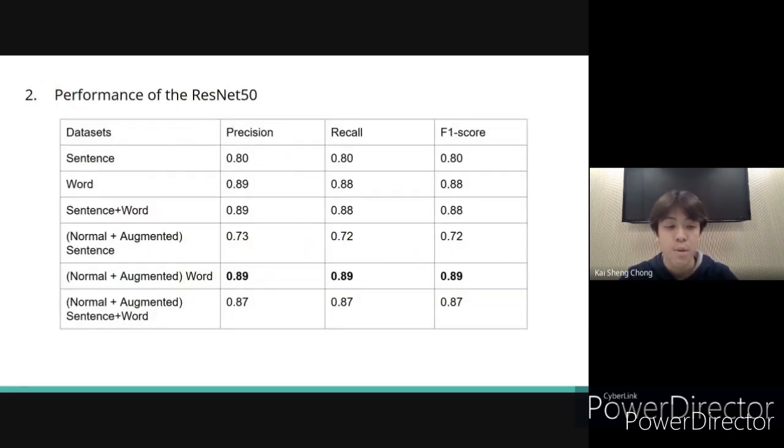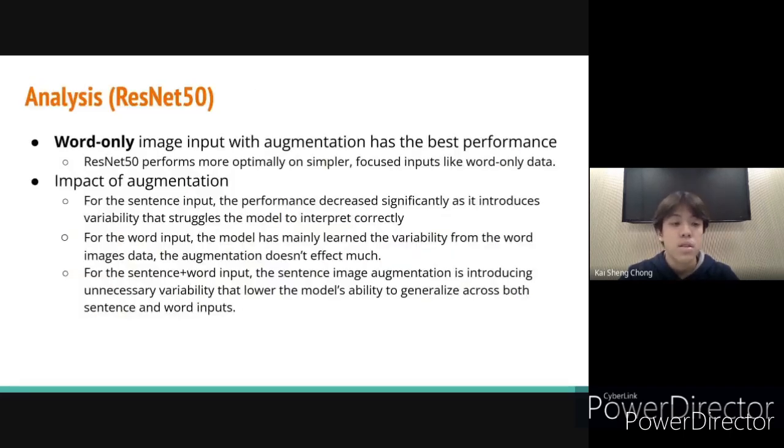The next one will be the ResNet50. As you can see in the table, the word-only image with augmentation has the best performance, because ResNet50 performs more optimally on simpler and more focused inputs like the word-only data.